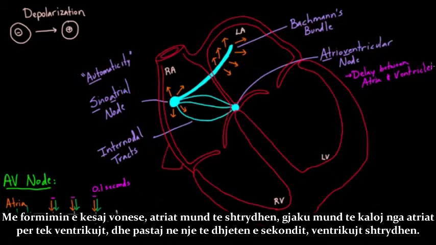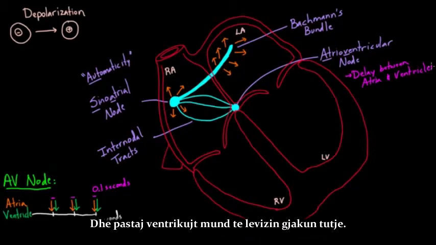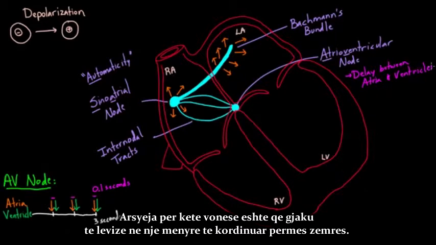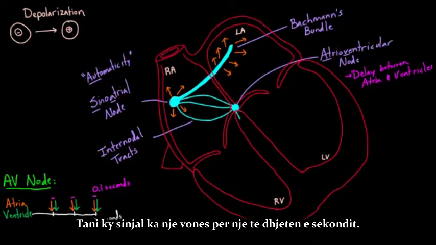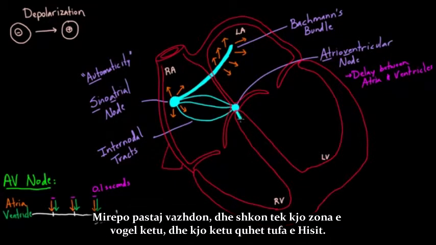So by creating the delay, the atria can squeeze, the blood can move from the atria to the ventricles, and then a tenth of a second later, the ventricles can squeeze, and then the ventricles can move that blood onwards. So the reason for the delay is to make sure the blood moves in a coordinated way through the heart. So now this signal has been delayed by a tenth of a second, but then it continues on, right?